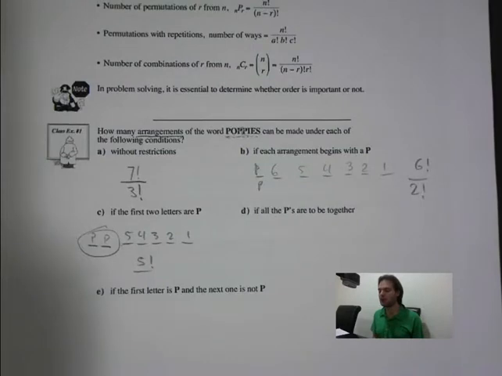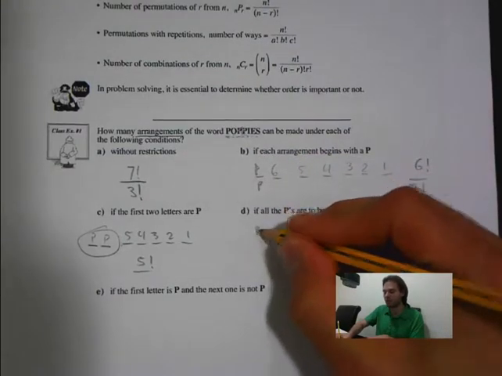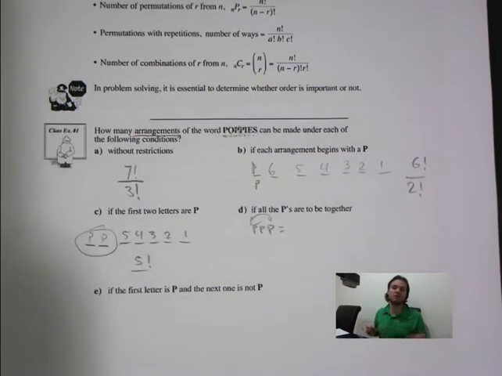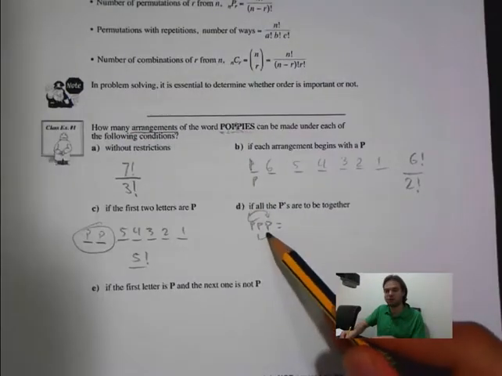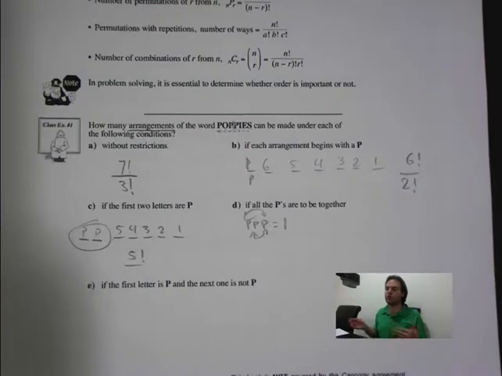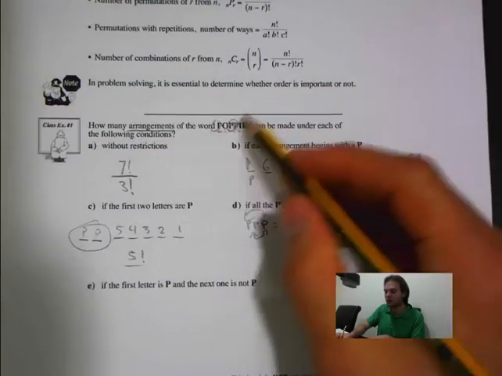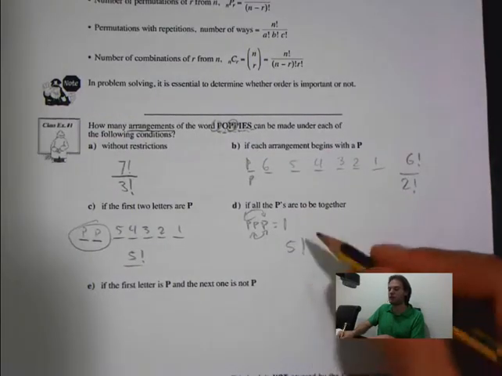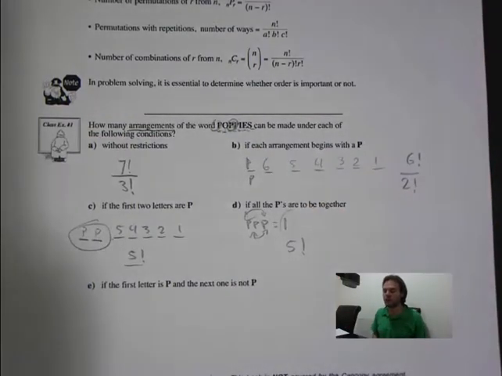The next one says if all the p's are to be together. So all p's must be together. We have p, p, p, and the order of them doesn't matter, because if I switch these p's around, nothing happens. Still p, p, p. So that's all equal to 1 letter. Those 3 p's could be at the start, second, or last, so there are many ways. Now these 3 p's count as 1, and I have 4 others. So that's 5 factorial for my arrangements.